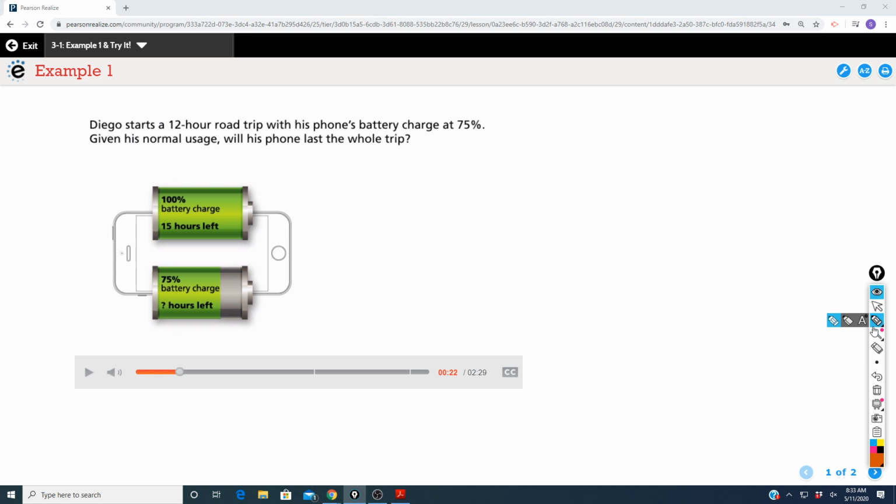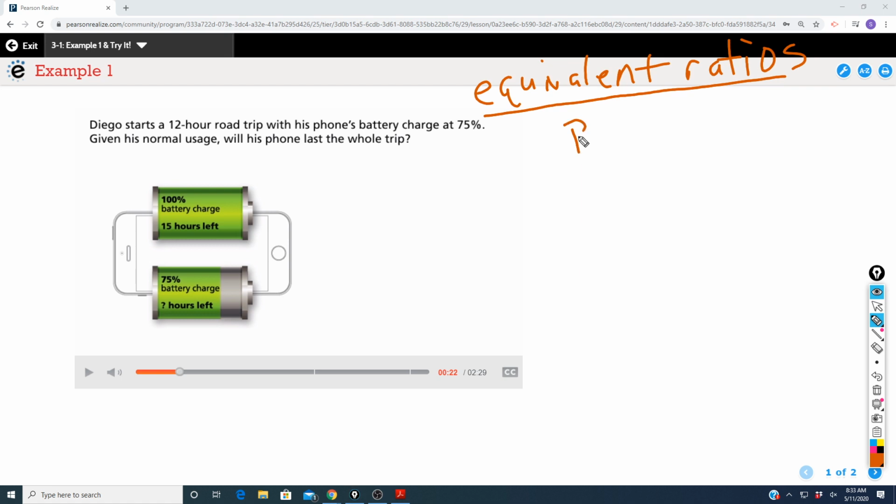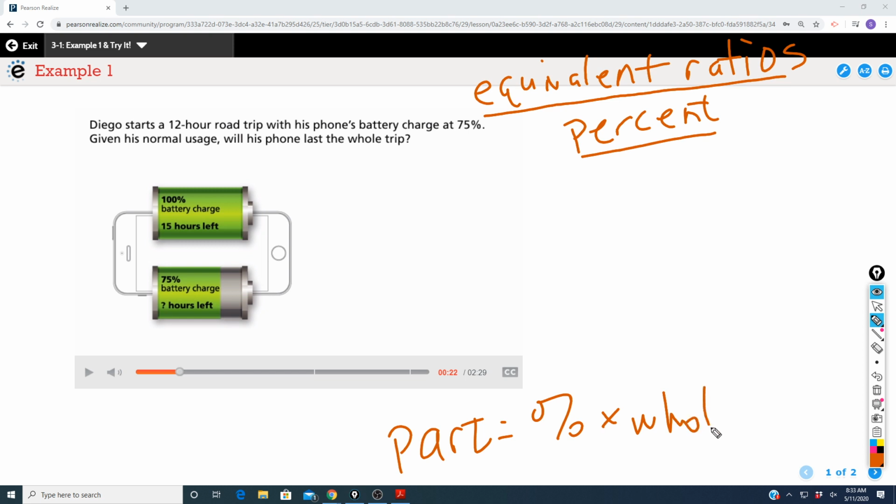The whole idea is we're going to be using what we call equivalent ratios to solve problems involving percent. This leads into our little equation: part equals percent times whole. You guys remember that? Okay, let me try to break this down.